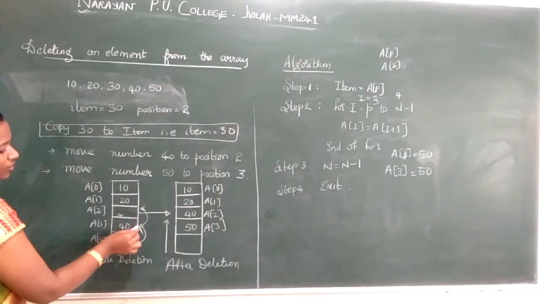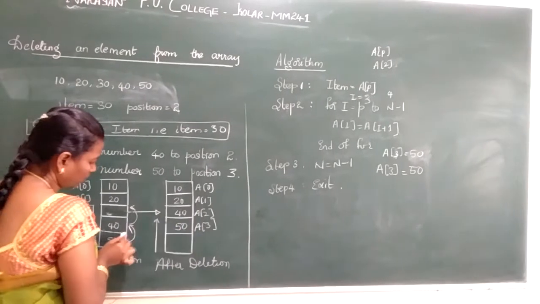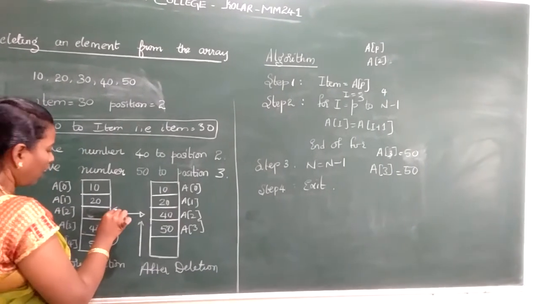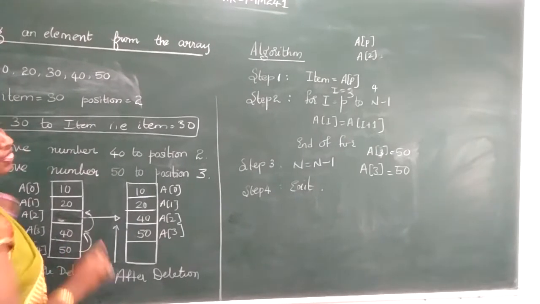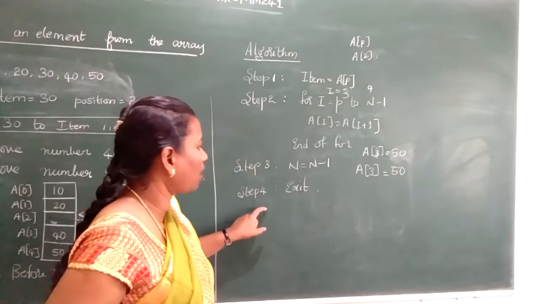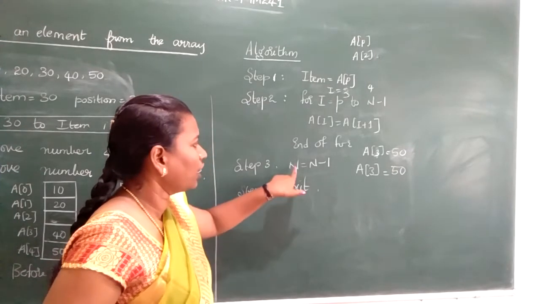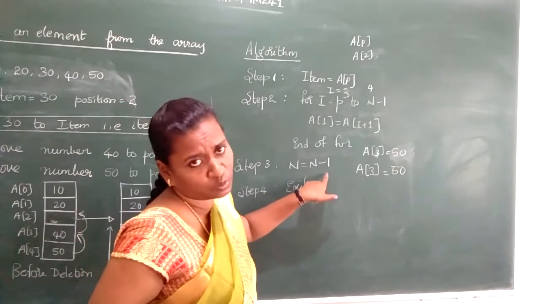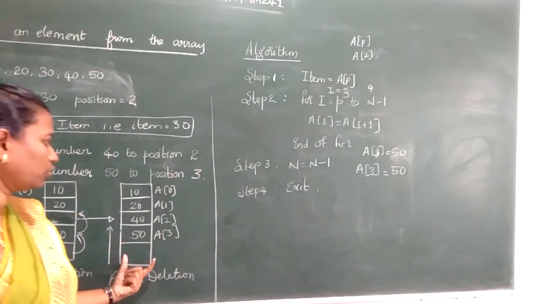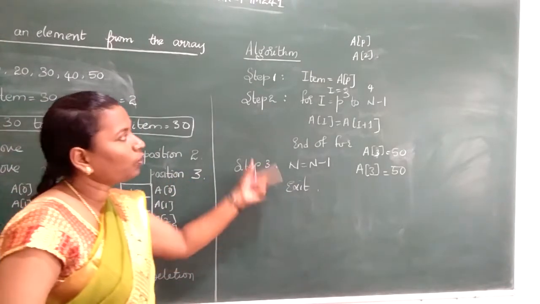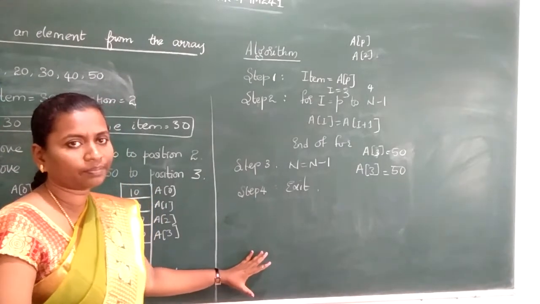Now obviously the elements we remove. So now 10, 20 will be as it is. Now the item 40 is moved to A of 2. The item 50 is moved to A of 3. Then the condition fails and the loop will exit. Now n value becomes n minus 1, because previously our elements were 5. Now it is reduced to 4. Then we exit. Now we'll see how to implement this algorithm as a C++ program.